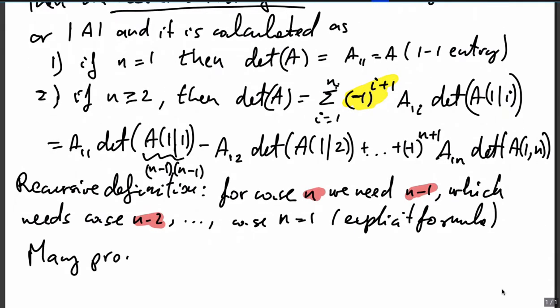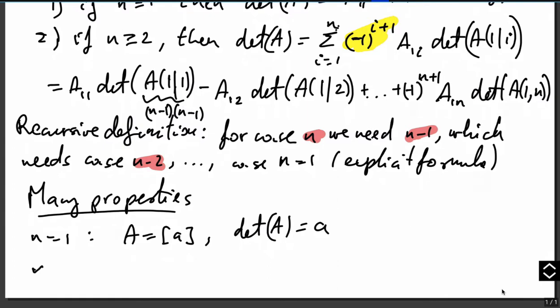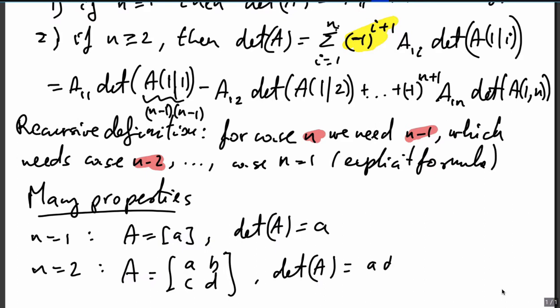There are a lot of properties. We will use some of them. For n equals 1, we have that A is just a matrix, and then the determinant of the matrix is just the number itself. For n equals 2, we have A equals [a, b; c, d] with some entries, a 2 by 2 matrix, and then its determinant is a times d minus b times c, which is a kind of cross multiplication with the second one with negative sign, the second term.